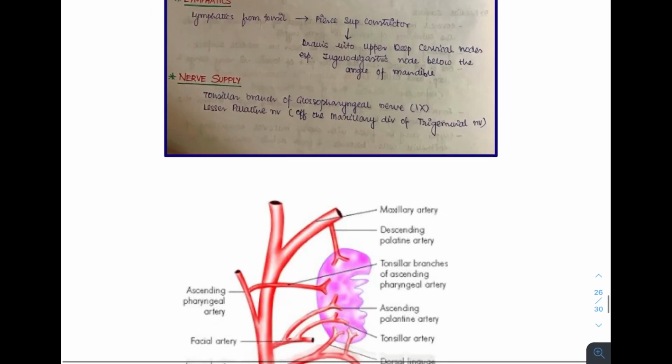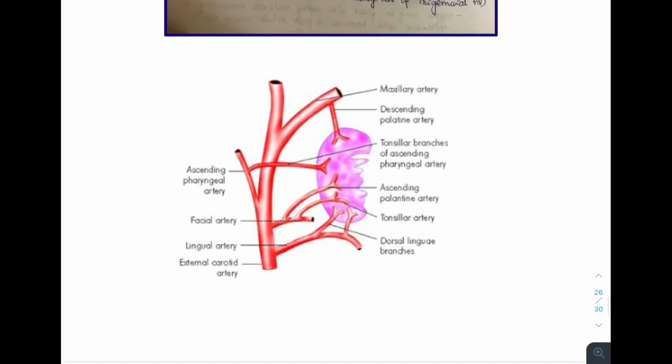Now, tonsil is supplied by 5 arteries. It is similar to some of the arteries which are supplying the adenoids. It is supplied by the tonsillar branch of the facial artery, which is the main arterial supply of the tonsil. Ascending pharyngeal artery, a branch from the external carotid, ascending palatine branch of facial artery, dorsal lingual branches of lingual artery, descending palatine branch of maxillary artery. These are all the structures you can see here.